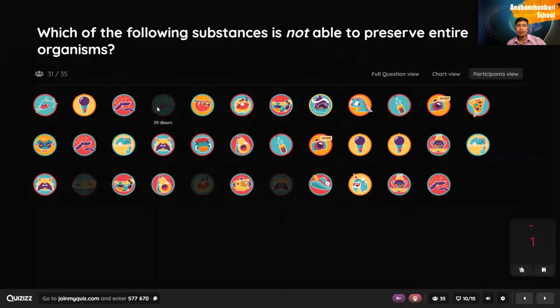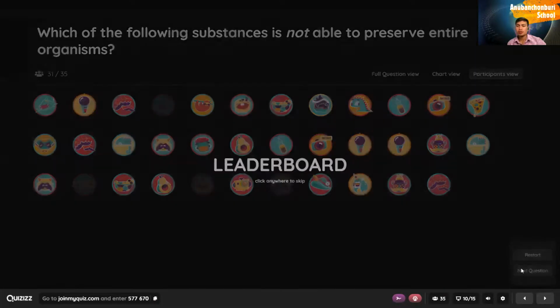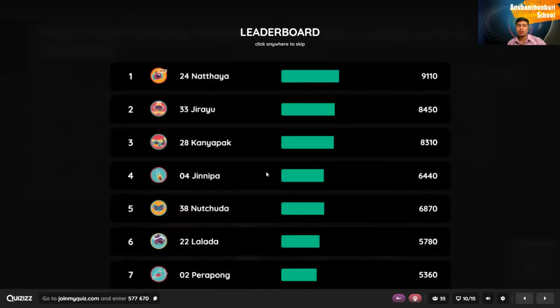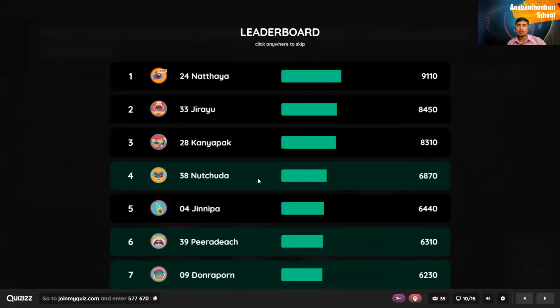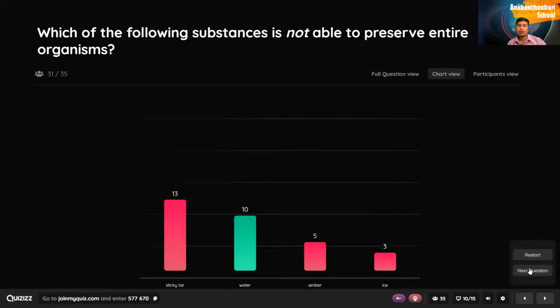Patarida, Apiwit. All right, so let's take a look here. Natsuda is now number 4. Very good. Okay, why did you answer sticky? Tar, amber, and ice can preserve, right? But water cannot preserve. It says here not.